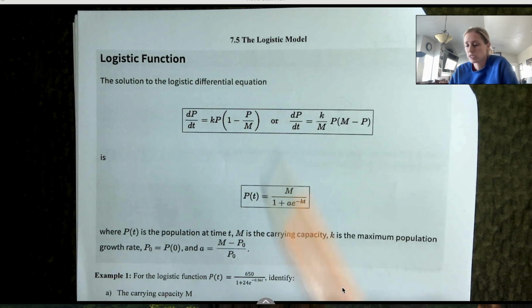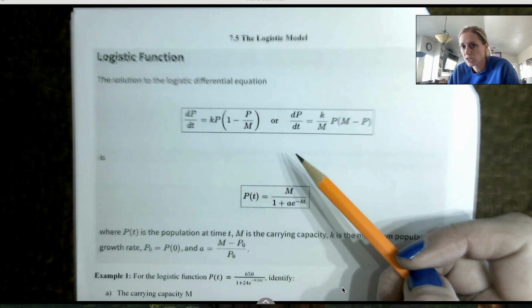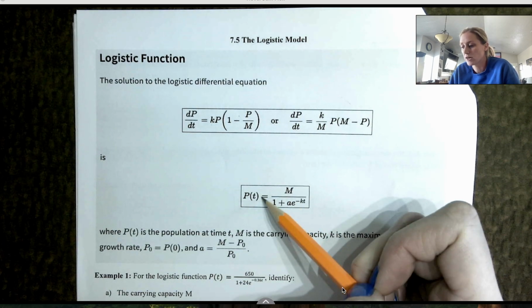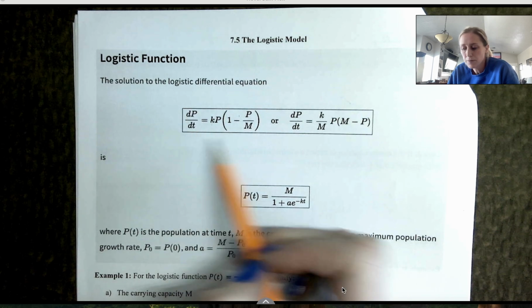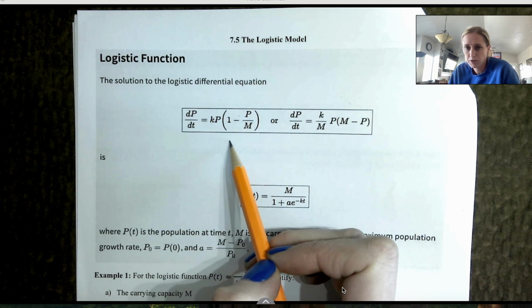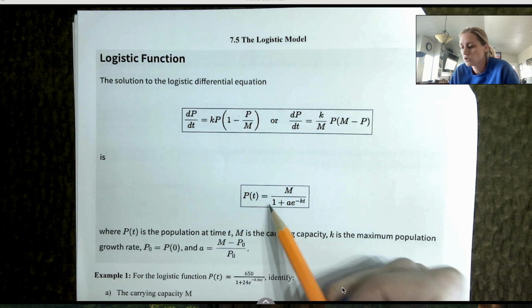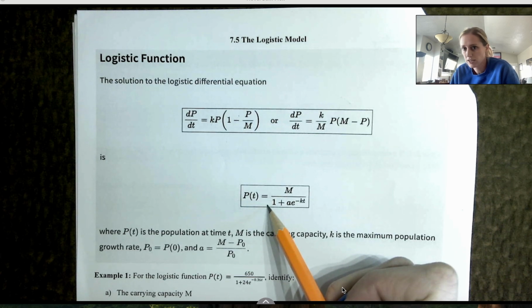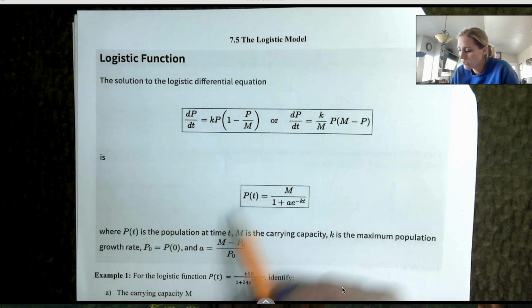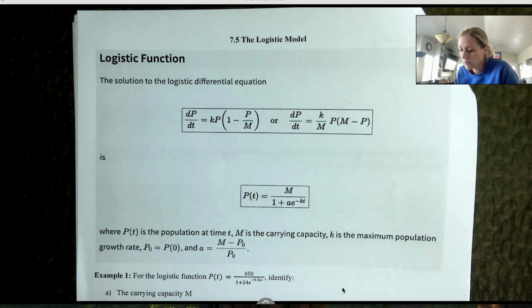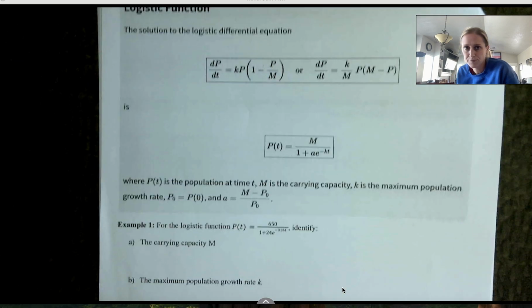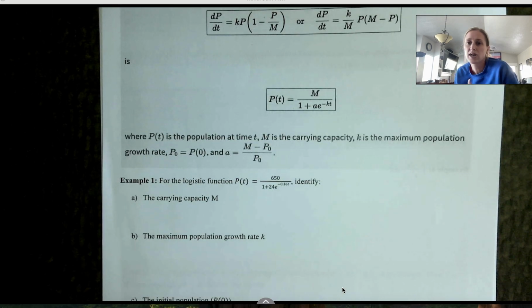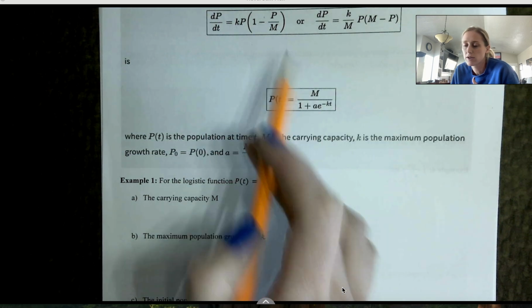The proof is in your book in section 7.5 if you want to take a look at how they get from here to here. But if you see a differential equation that looks like this, the solution is always a logistic model that looks like this, okay? And basically, we can use that to pick out pieces of information given a solution or given the differential equation.